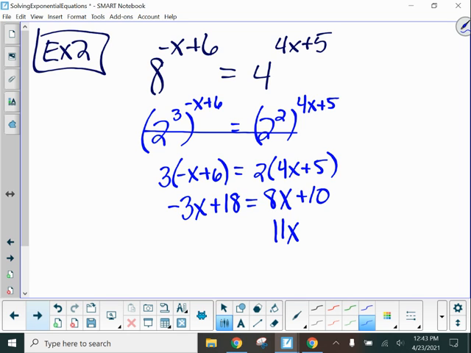Get your x's on one side and your constant terms on the other side. You divide, and x is equal to 8 over 11. And again, you can plug that back in to make sure it works in the original problem.